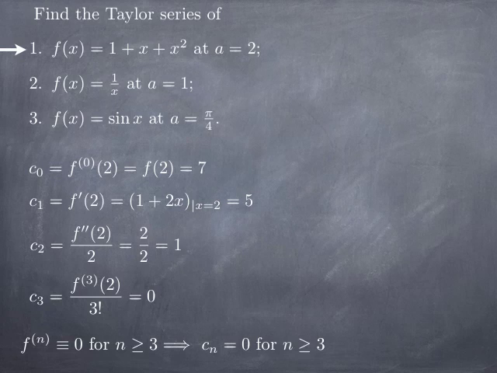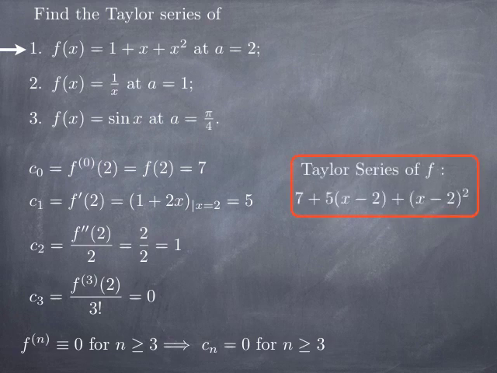And so are all the coefficients after, for n greater or equal to 3, because then the derivative is of order greater or equal to 3. And if the third derivative is the function 0, then so is the fourth derivative, the fifth derivative, and so on. So all the coefficients for n greater or equal to 3 are 0, and that means that our Taylor series is just composed of 3 terms, 7 plus 5 times x minus 2 plus 1 times x minus 2 squared, because we're looking at the Taylor series centered at 2.